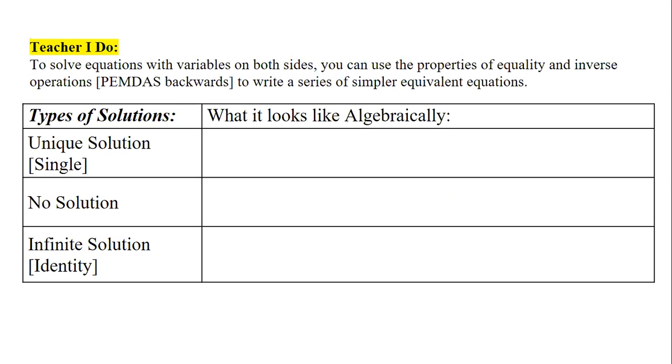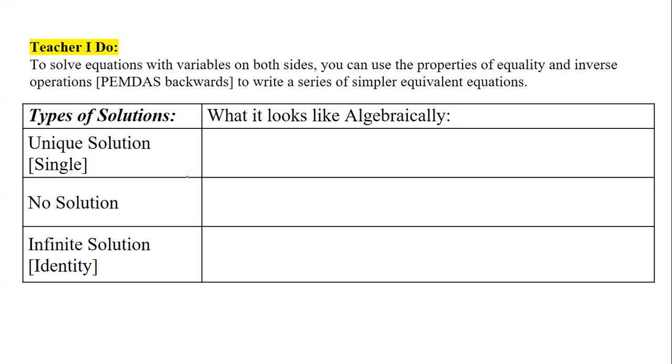So first, to solve equations with variables on both sides, you can use the properties of equality and inverse operations, okay? Inverse operations means that we're basically doing PEMDAS backwards, right? Parentheses, exponents, multiply, divide, add, subtract. Now, when you're solving, I like to call it SADMEP because you're going to go backwards. You start off with: is there anything I can add or subtract away? Is there anything I can multiply or divide away? Then you work your way up, right? So, yeah, that's what we're reviewing.